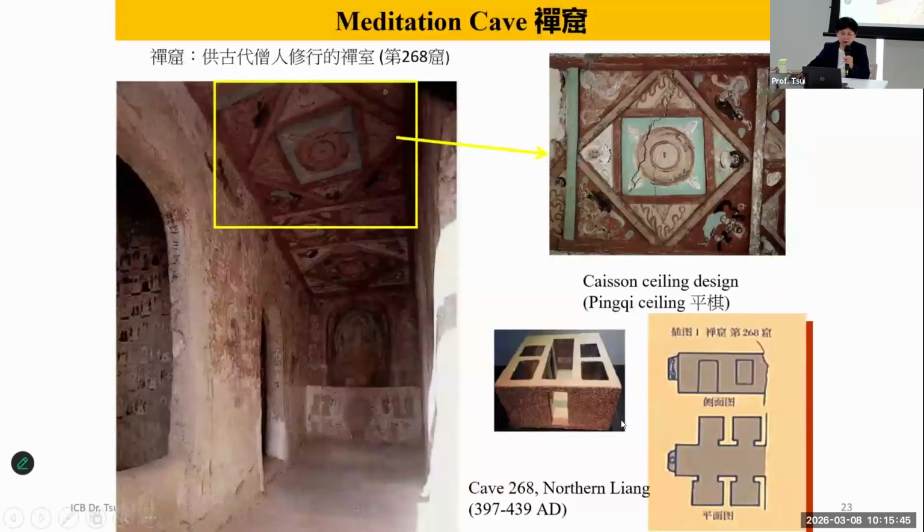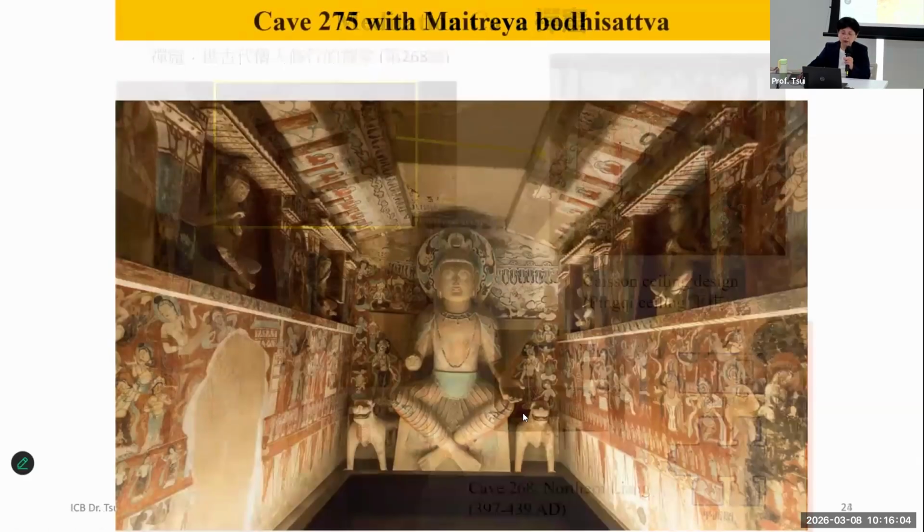So this is an early Vihara cave in Dunhuang. The small cells designed within both walls were used for meditation. So people can worship the Buddha and also practice meditation.